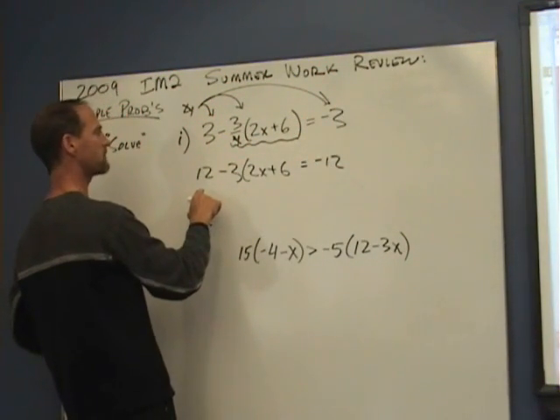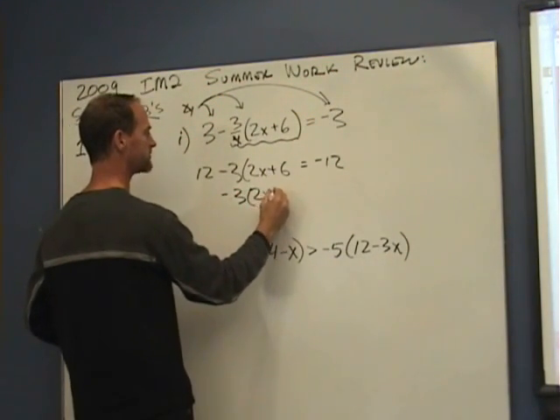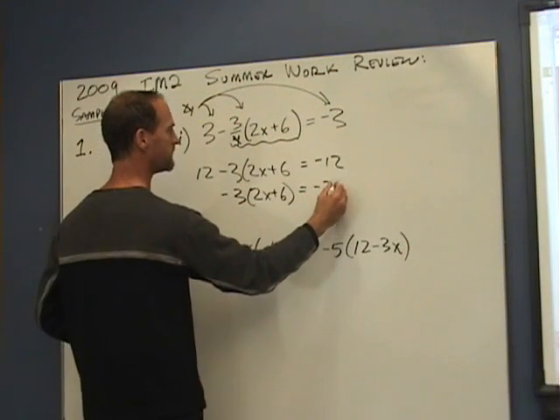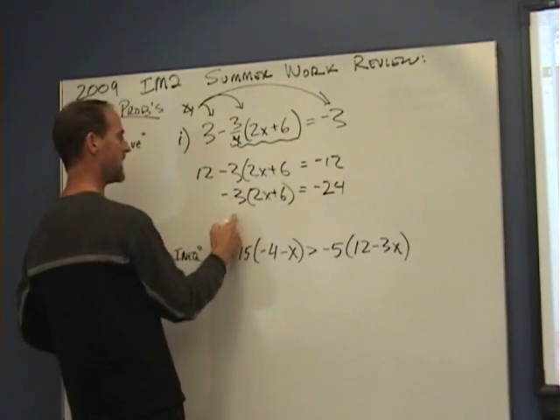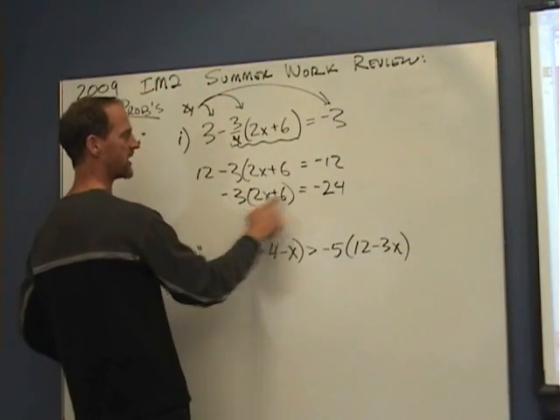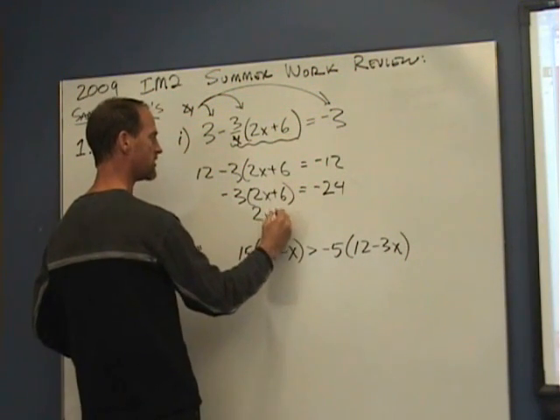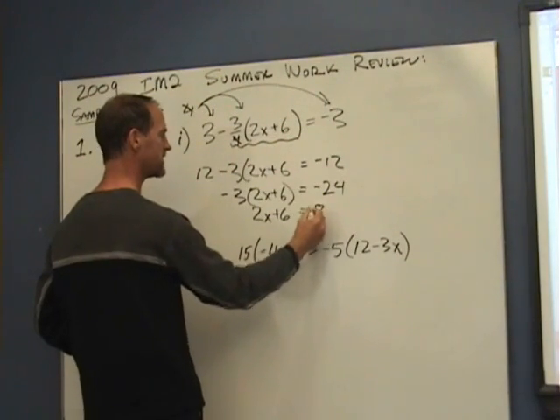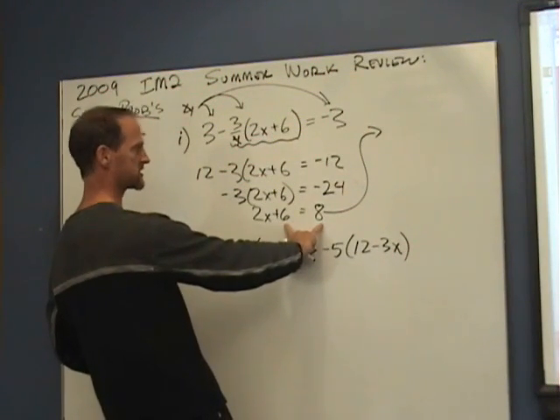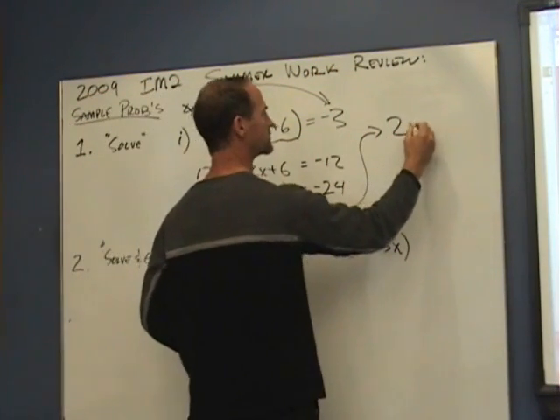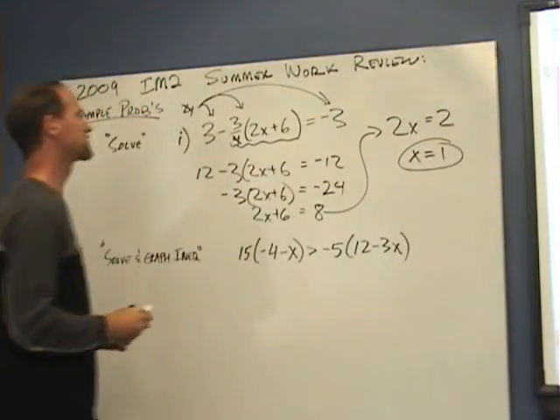If I subtract 12 from both sides, I get minus 3 times 2x plus 6 equals negative 24. Notice these don't cancel out, don't do anything silly like that. I'm subtracting 12 from both sides. And then I multiply both sides by negative 1/3, or I just divide both sides by negative 3, and then I get 2x plus 6 equals a positive 8. Okay, I'm just going to move this up here to save room. And then I subtract 6 from both sides. We can do that in our head. We get 2x equals 2, and so x equals 1, and I get my one solution there.